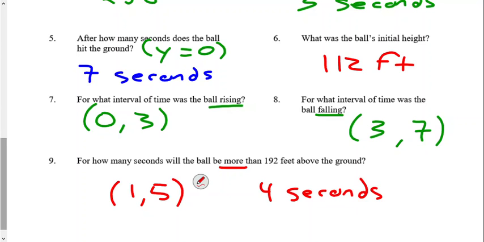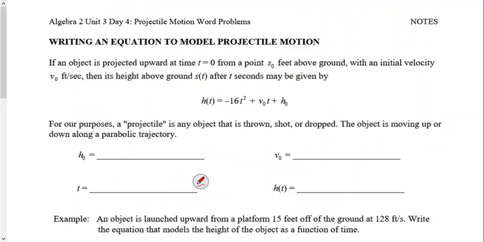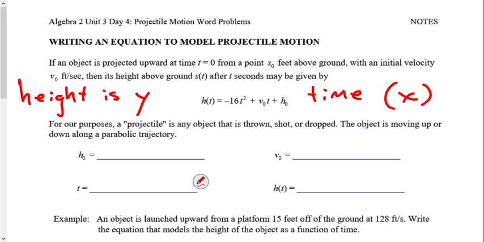Okay. So let's move on to writing an equation. So this is what we're looking at. We're looking at projectile motion. These are the parts you got to keep in mind. This is always a function of time. Height is a function of time. Height is the y value given by time, which is your x value.